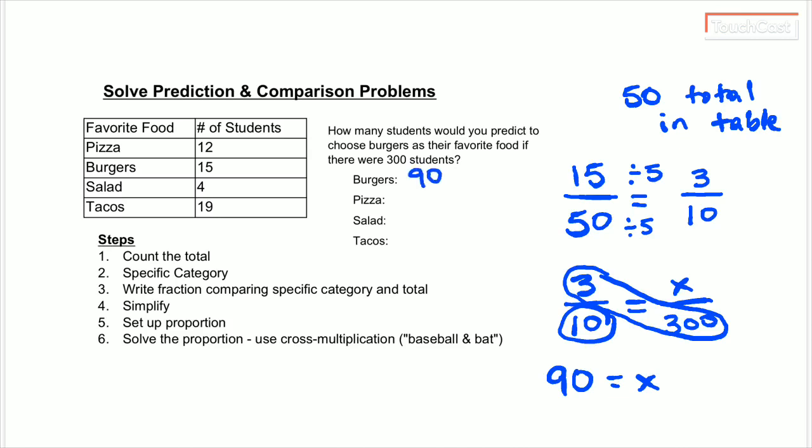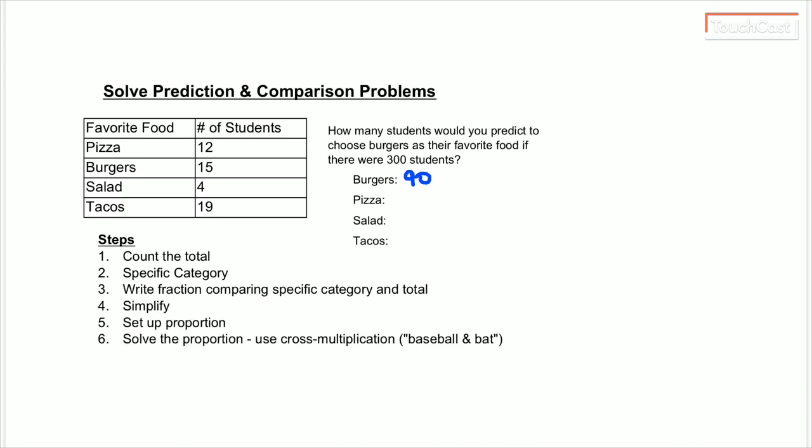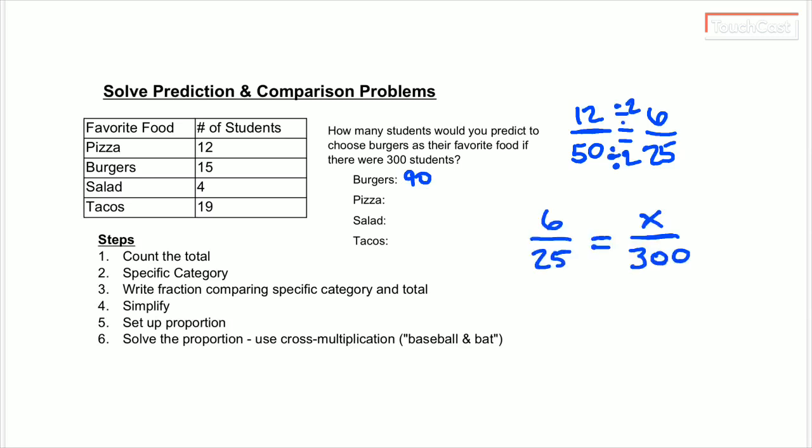Now let's do the same thing for pizza. 12 out of the 50 students chose pizza. We simplify that fraction, and we get 6 over 25. Now we're going to use that 6 over 25 as the first part of our proportion to predict how many out of 300 would choose pizza.